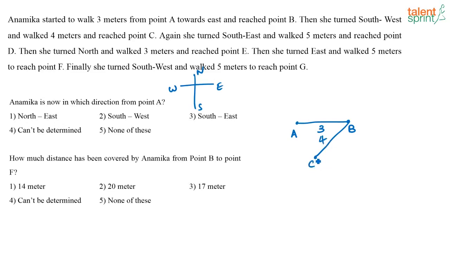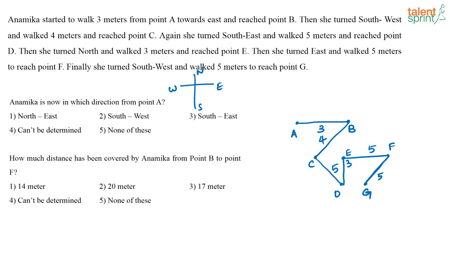Again she turns southeast. So she is going to turn like this. This is southeast. And she is walking for 5 meters and she is reaching point D. Then she is turning north and walking for 3 meters, and she is reaching the point E. Now she is turning east, walking 5 meters and reaching the point F. She finally turns southwest, walks for 5 meters to reach a point G. So this is the pattern in which she has walked.